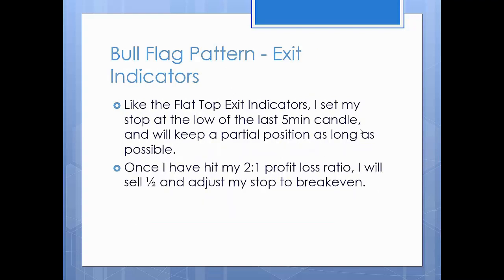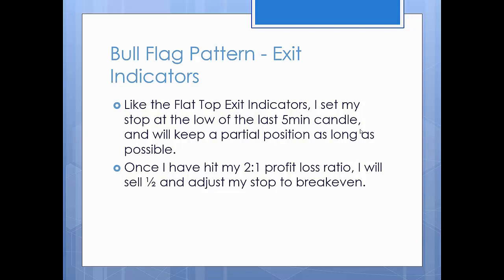All right, so when do you get out of a bull flag? What's your exit indicator? Like the flat top exit indicators, I set my stop at the low of the last 5 minute candle if I'm using a 5 minute chart, or the 1 minute candle if I'm using a 1 minute chart. Once I've started to hit my profit loss ratio, 2 to 1, even if I just have 1 to 1, but I'm up 30 cents, I'll start locking a little bit of profit and adjust my stop to break even.